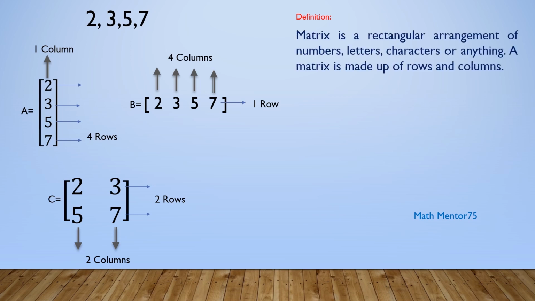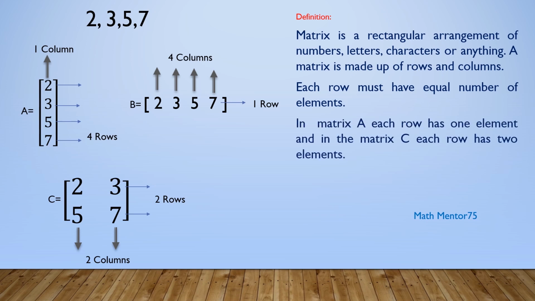Now let's focus on the definition of the matrix. A matrix is a rectangular arrangement of numbers, letters, characters, or anything. A matrix is made up of rows and columns. Now these rows and columns have to fulfill certain conditions. Let's focus on those 2 conditions. First one is that each row must have an equal number of elements.